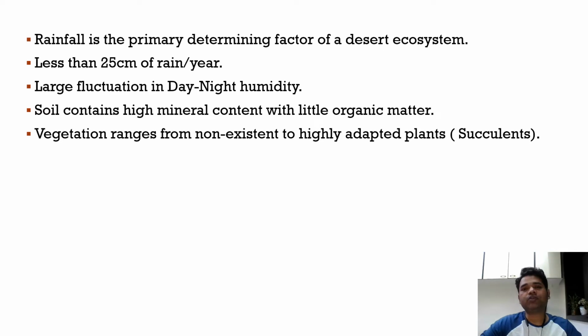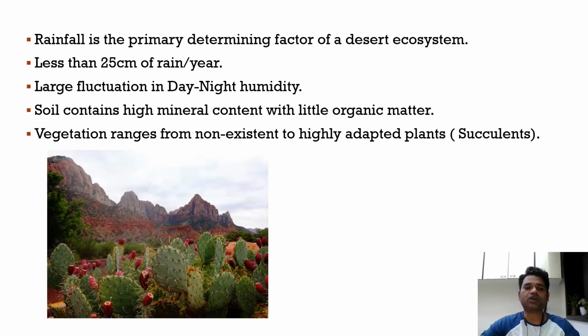And in such type of condition, whether it is less moisture in the air because it's dry and arid, or there's less water in the soil, the type of plants or flora we find in the desert ecosystem are mostly succulents. These are called succulents, or we call them cactus. Cactus is the best example of succulents found in the desert ecosystem.